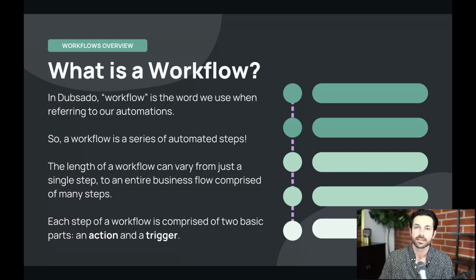Now, the length of your workflow can be anything. It can be a single step that's still a workflow, or it can be your entire business process all out in one workflow. Some folks have a daisy chain of workflows, 3 or 4 things connected, and that works too. There's no limit or requirement as far as how long or how short your workflow can be. Each step of a workflow is comprised of 2 basic parts, one being an action and the next being a trigger. And so let's jump into a little bit more about what those are.